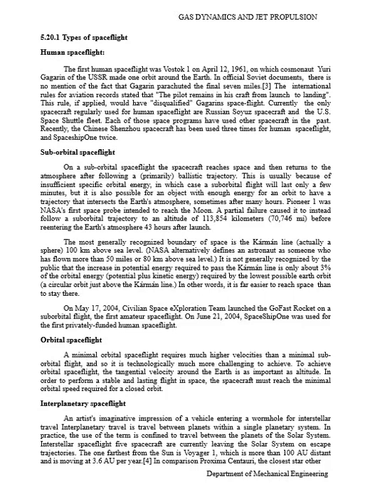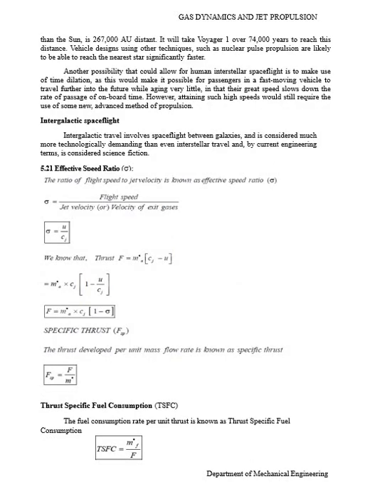The one farthest from the Sun is Voyager 1, which is more than 100 AU distant and is moving at 3.6 AU per year. In comparison, Proxima Centauri, the closest star other than the Sun, is 267,000 AU distant. It will take Voyager 1 over 74,000 years to reach this distance.